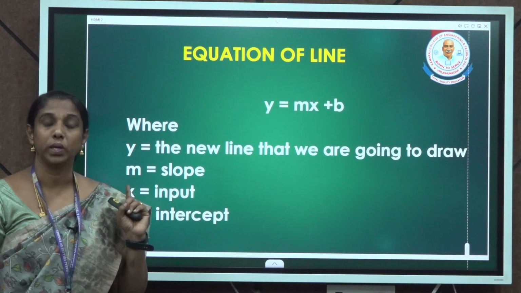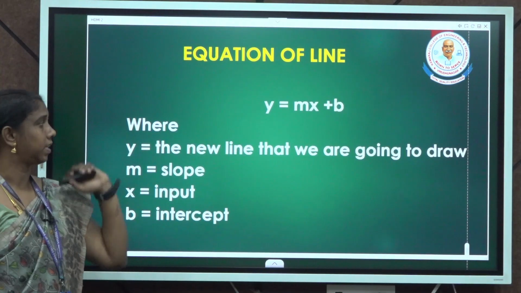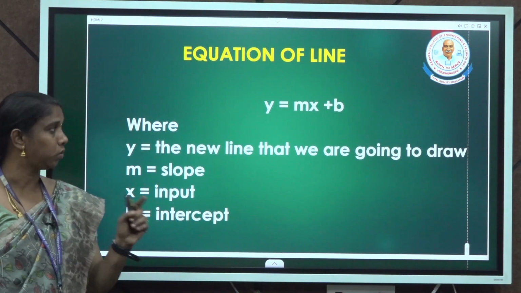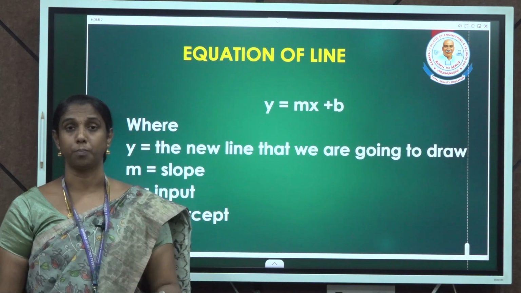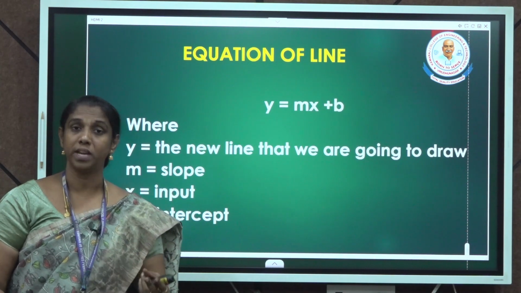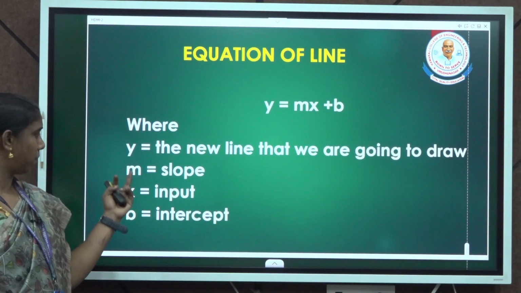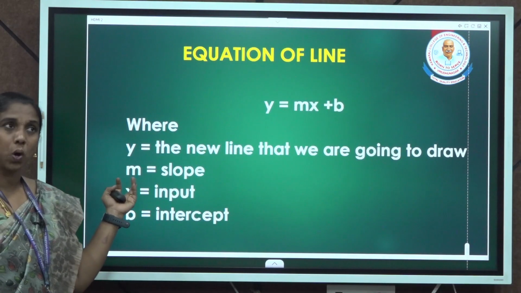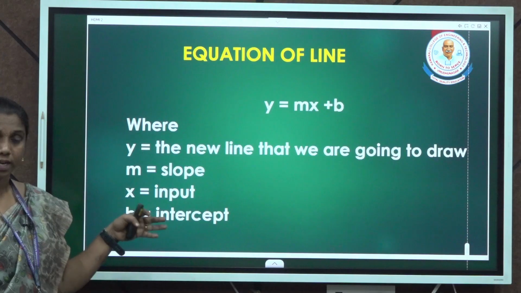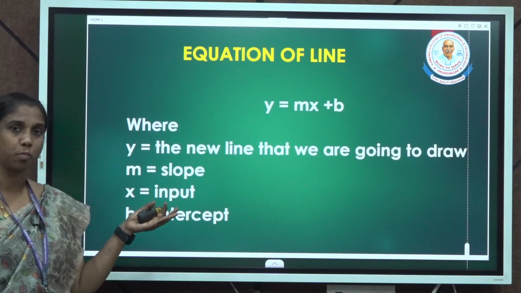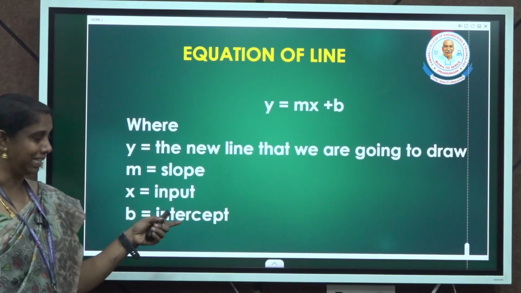So this is the equation of a line, y is equal to mx plus b. Here y is the new point we are going to predict. Suppose we are giving 5,000 rupees, how many chocolates can I buy? So y is a new data point, and m is the slope, which we already discussed in the class. m is calculated as (y2 minus y1) divided by (x2 minus x1), x is the input data set, and b is known as the intercept.